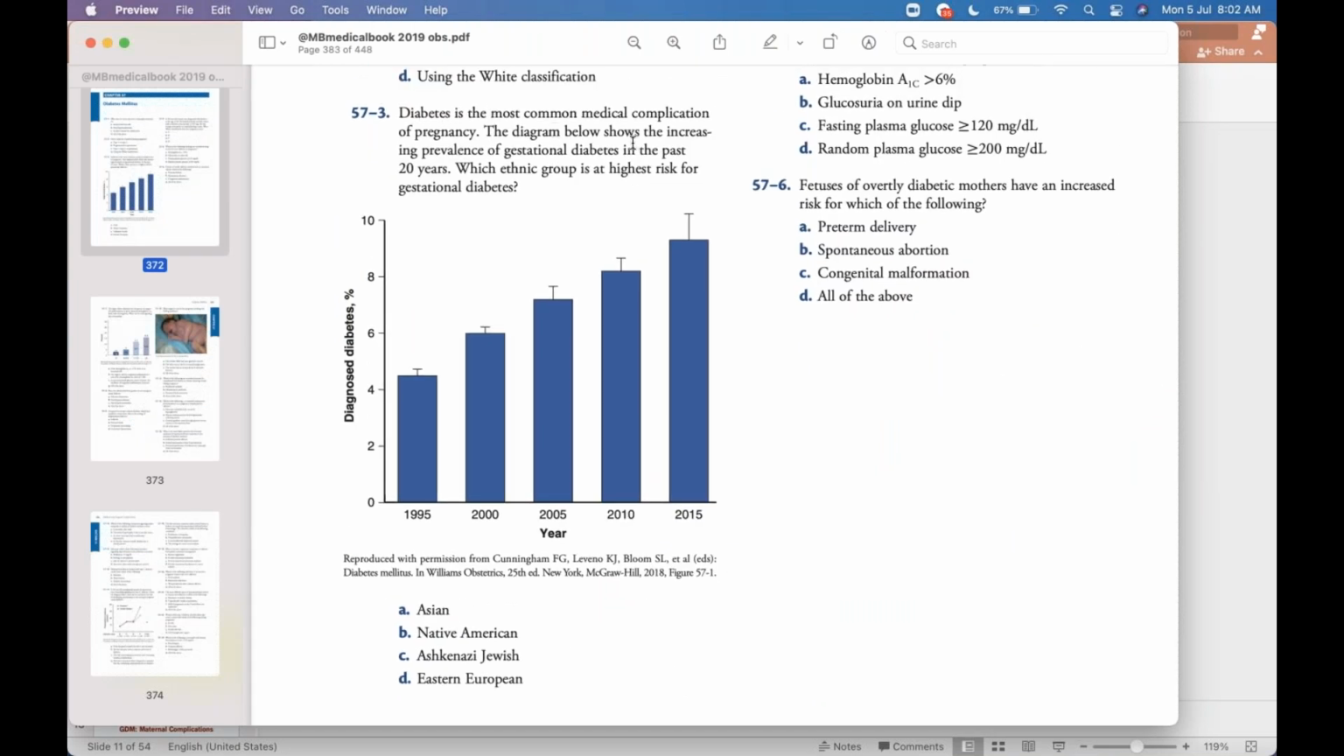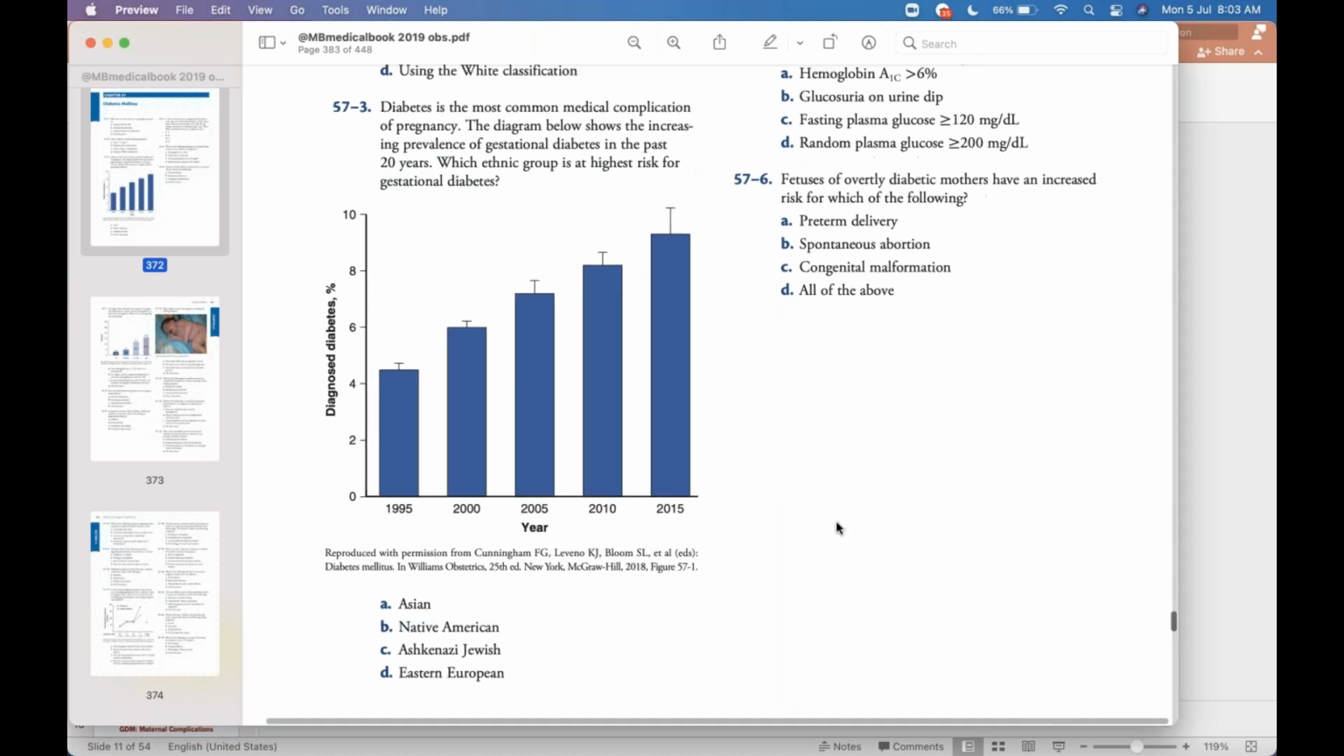Diabetes is the most common medical complication. You need to know that it is the most common medical complication, and apart from that, the other most common is hypertension in pregnancy. Can anybody tell me which ethnic group has the highest risk of gestational diabetes? Please type in the question box. So Native Americans are at the highest risk for gestational diabetes. But we as a group of ethnicity are also at a very high risk.